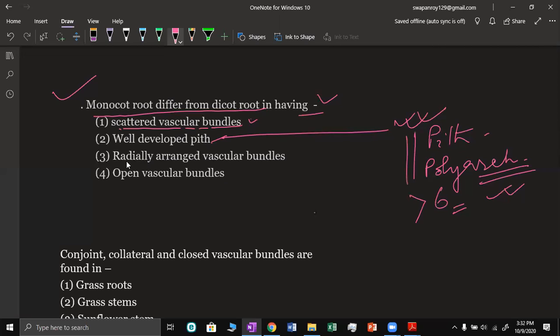Radially arranged vascular bundle is a common character of roots, so it is present in monocot as well as in dicot. So this cannot be the differentiating point between monocot and dicot root. Open vascular bundle is a characteristic of the dicot stem.